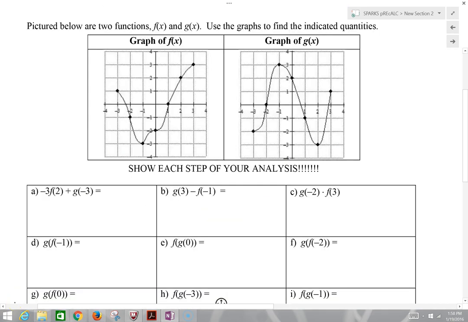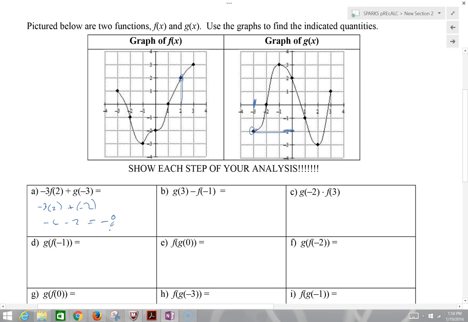Alright, so I'm going to do the first one, and then I'm going to let you do most of these. So I have negative 3 f of 2 plus g of negative 3. So let's see, f of 2 is up here at 2. So we have negative 3 times 2 plus g of negative 3, which is here, so we're down at negative 2. And we end up with negative 6 minus 2, which is negative 8.